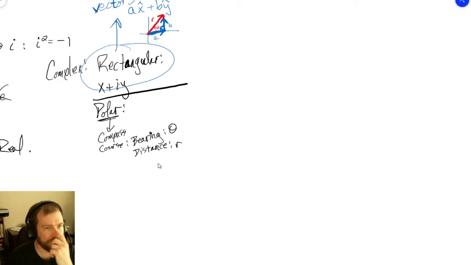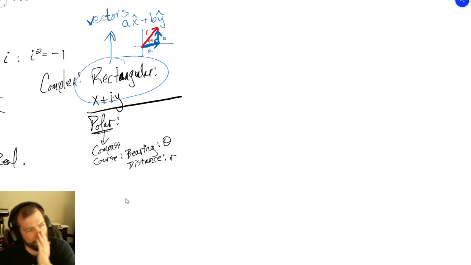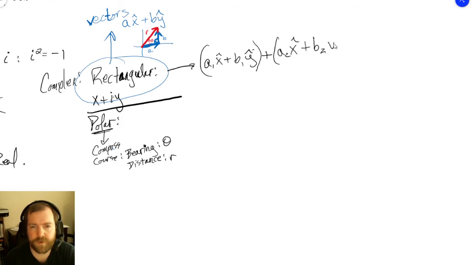Yeah, so when we're looking at your vectors, you can do it either way. Yay, matrices. So when you're doing rectangular vectors, you're doing stuff like a1 x hat plus b1 y hat plus a2 x hat plus b2 y hat.